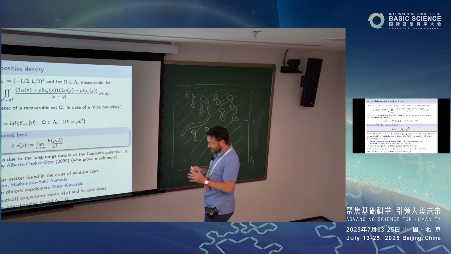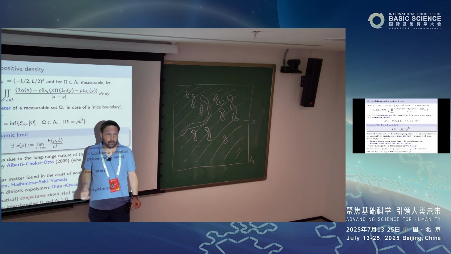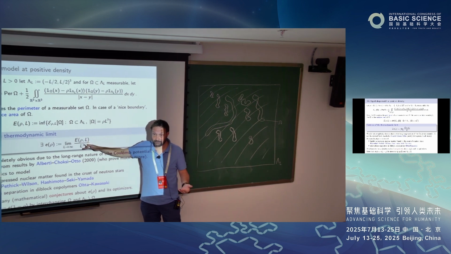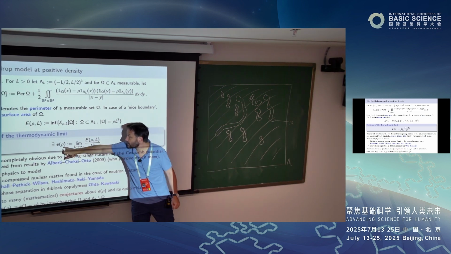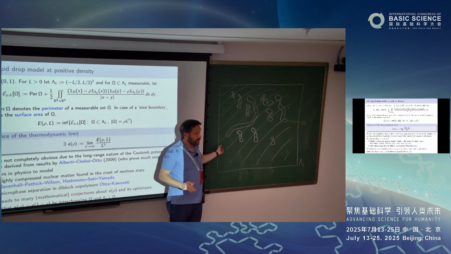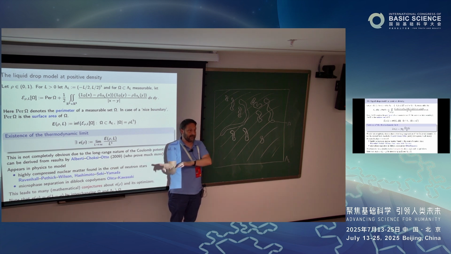Anyway, at the end of the day, we get a number E of rho, which is the energy per unit volume, okay? And it depends on rho, which I remind you is the coefficient before the background. So that's sort of the volume ratio between nucleons and electrons.